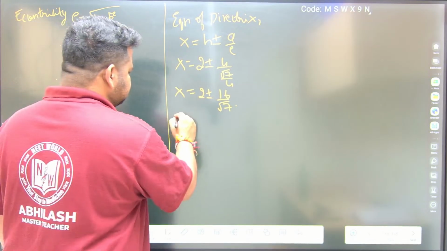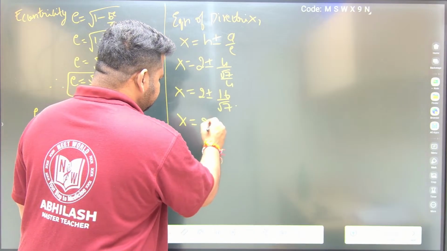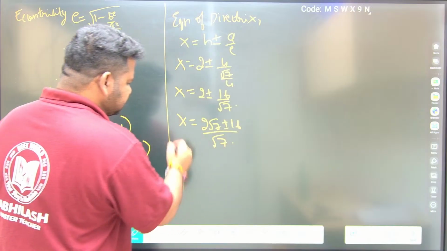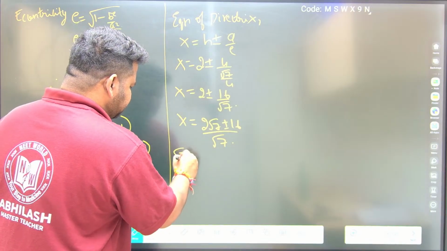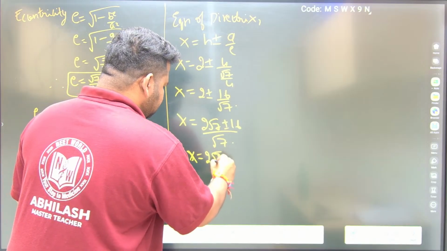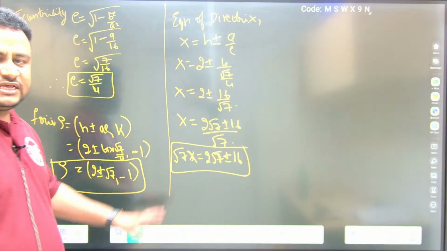Now I can write this as what? X is equal to, if I take LCM, this will become 2 root 7 plus or minus 16 by root 7. I can send root 7 this side. So root 7 x is equal to 2 root 7 plus or minus 16. So this is the equation of directrix, the equation of right directrix.